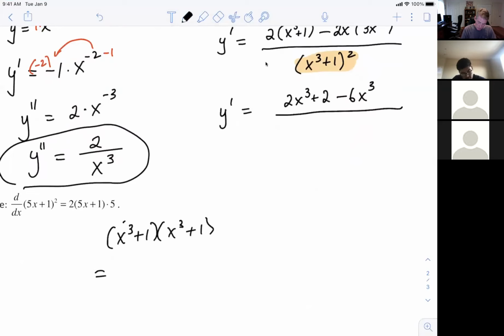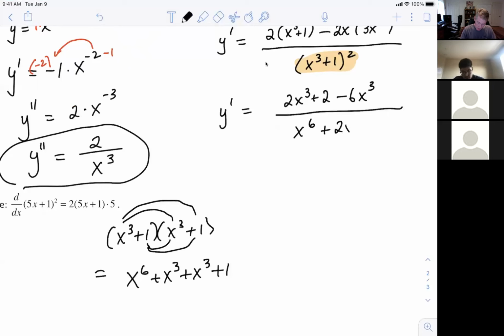That equals x to the 6 plus x cubed plus another x cubed, and finally plus a 1. So the bottom equals x to the 6th plus 2x cubed plus a 1. Does anybody have any questions?